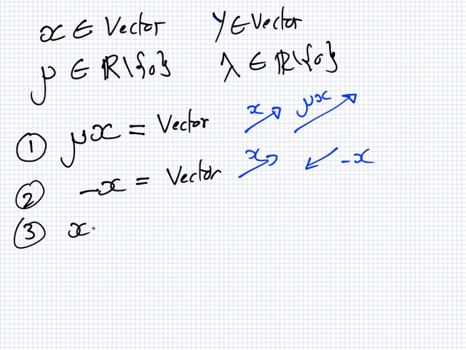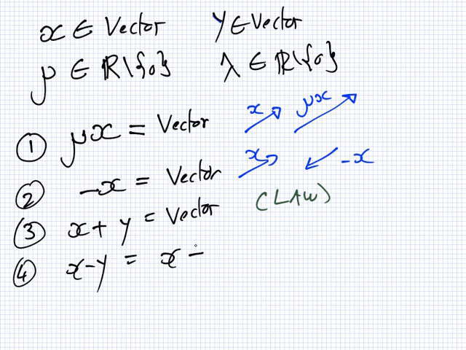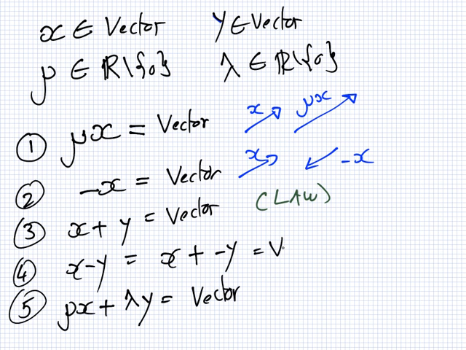We've seen how to add vectors. That's also a vector, and that's the law we just did, the parallelogram law. Is it possible to subtract vectors? What do you think? Yep, so it's just x plus minus y. That's fine. And of course you could multiply each vector by a scalar and then add them together as well. You get a vector as well.